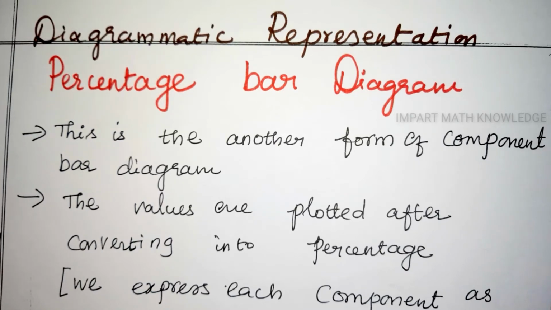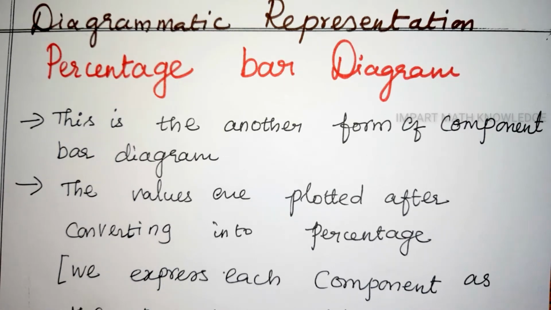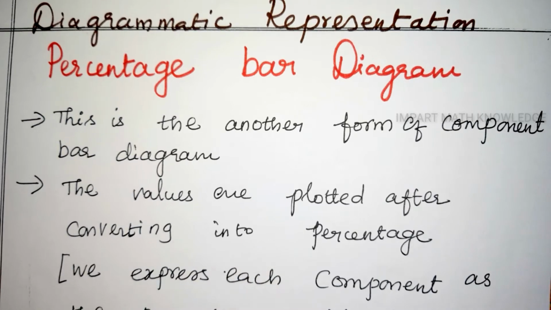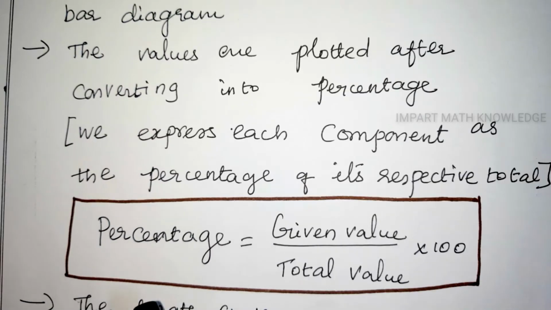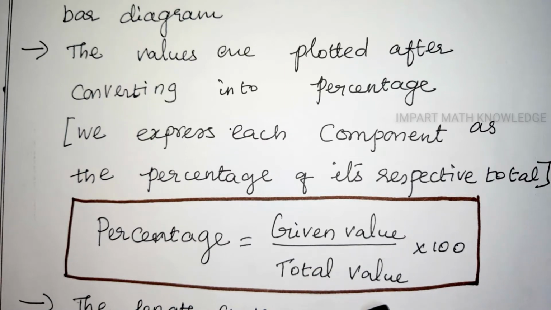I am going to discuss the percentage bar diagram. This is another form of component bar diagram. The values are plotted after converting into percentages. We express each component as the percentage of its respective total. That is, percentage is equal to given value divided by total value into 100.